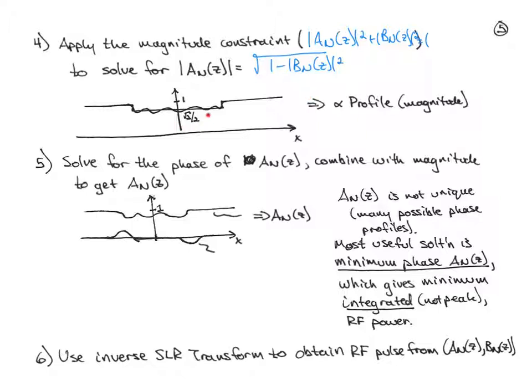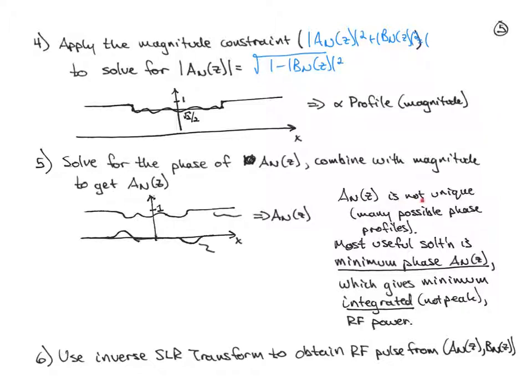For the 90-degree pulse, it would give us basically a flat 1 in the stop band, and in the pass band, you'd get square root of 2 over 2 on average. Then you can solve for the phase of a sub n of z and combine with its magnitude to get the complex valued polynomial a sub n of z. Here I'm plotting the real and imaginary parts of this. Typically most of the energy of the profile is in the real part, and you'll have some phase blips here in the imaginary part.